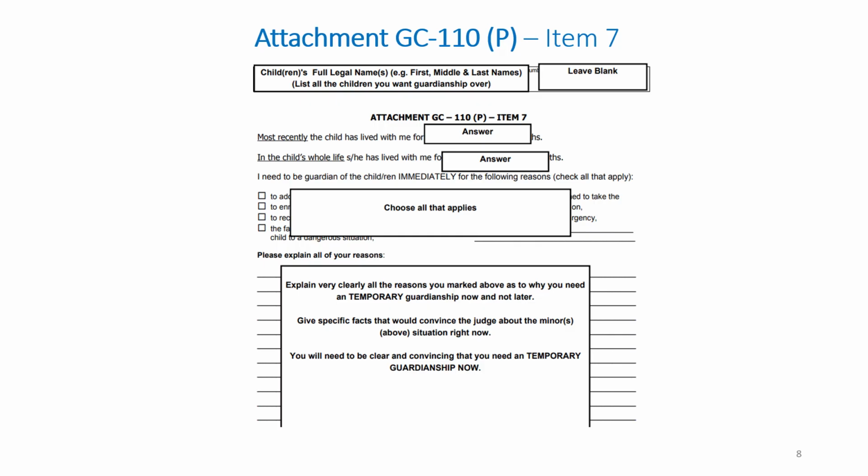For example, if they have an urgent medical issue, explain what that issue is, how it is affecting them, and how soon they need to see a doctor. Other common reasons why temporary guardianship might be needed include needing to obtain public benefits for the child or needing to add the child to your health insurance plan or Section 8 voucher.